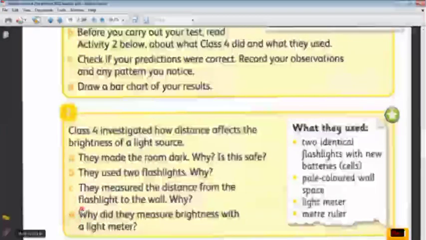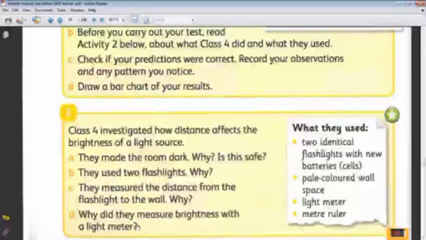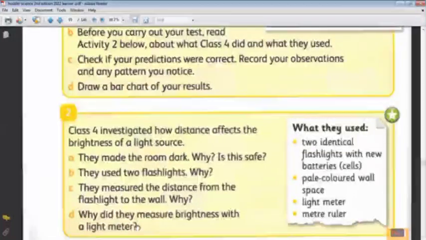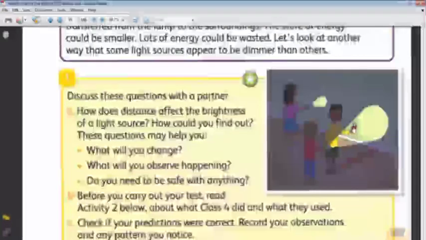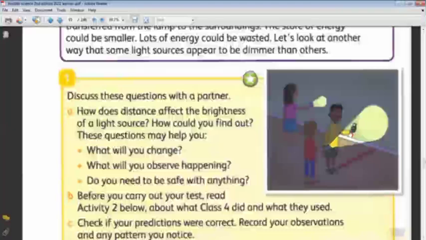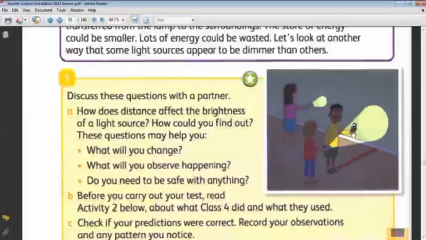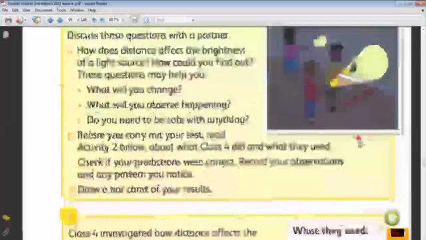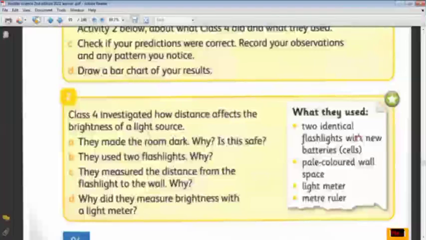Okay, D, why did they measure brightness with a light meter? These things in the boy's hand, this one is a device called a light meter. This light meter measures the brightness of the light, if it is dim or if it is bright. So it is a device that measures the brightness of the light. Why do they use this light meter? Also to see which is bright and which is dim. Yes, and to make it accurate.